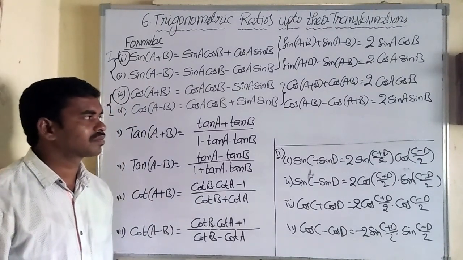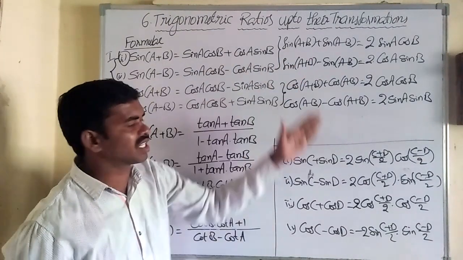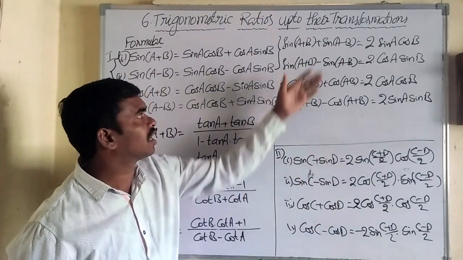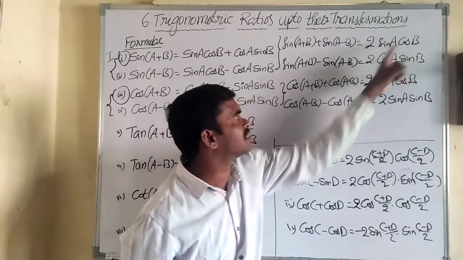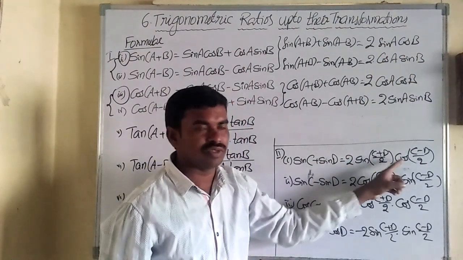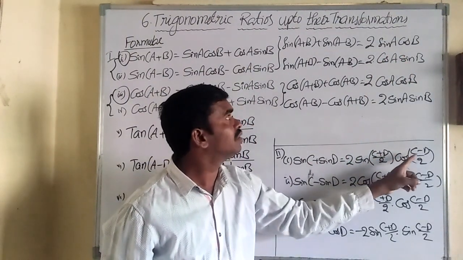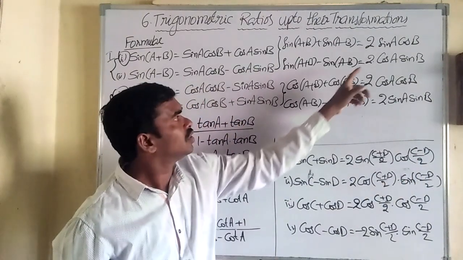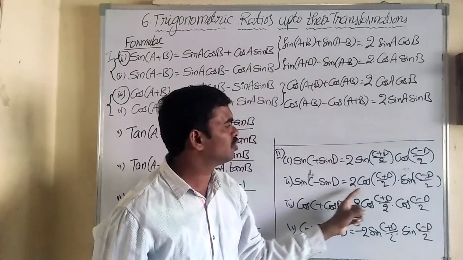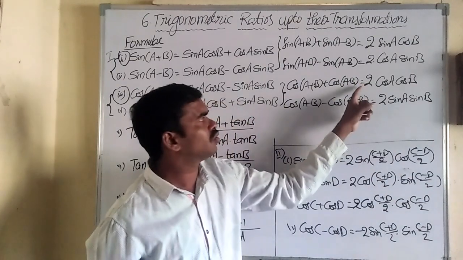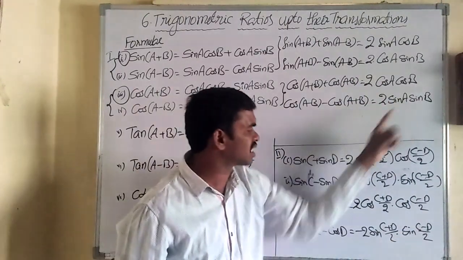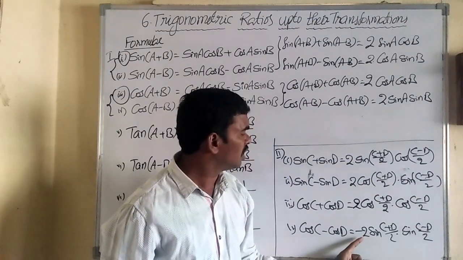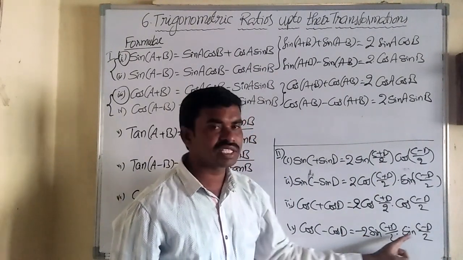You can apply these formulas also here. See, 2 sin A cos B, where A means (C plus D) by 2 and B means (C minus D) by 2. 2 cos A sin B, 2 cos A cos B, and 2 sin A sin B. But here we get minus 2 sin A sin B.